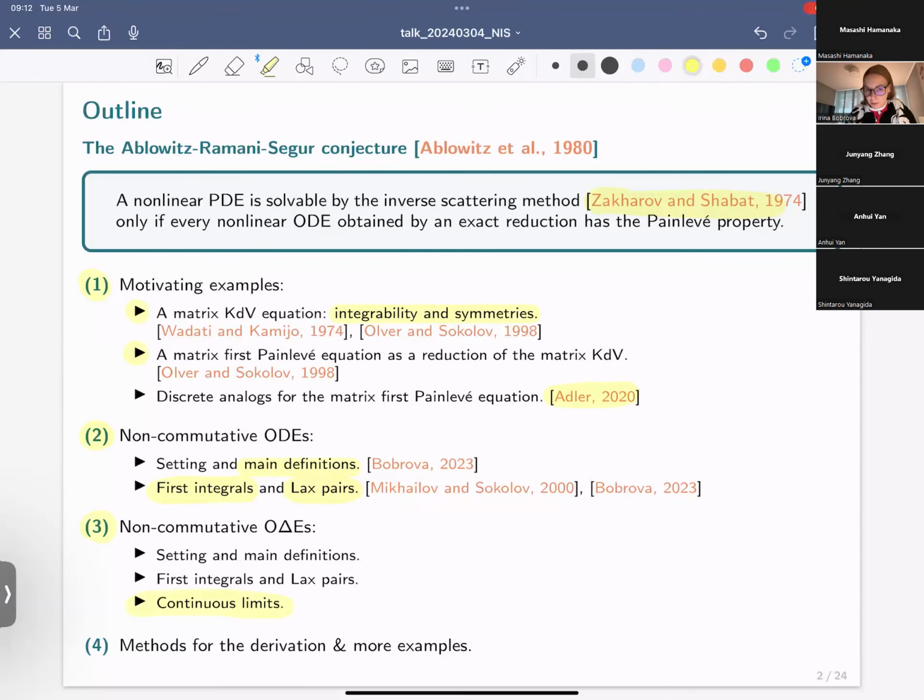When we have a difference equation, we want to study its continuous limits in order to obtain a differential equation. Yeah? And the last part is about methods for the derivation of non-abelian ODEs or non-abelian difference equations, and we will give some more examples. So this is the plan, and let me start with the motivating examples.